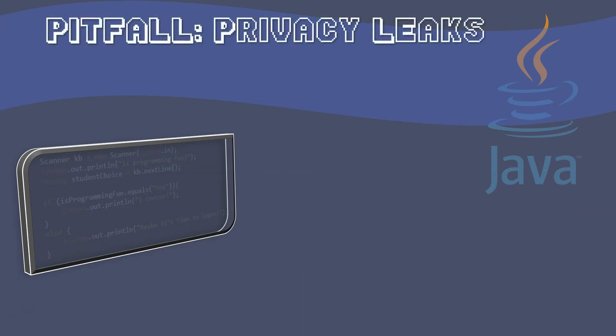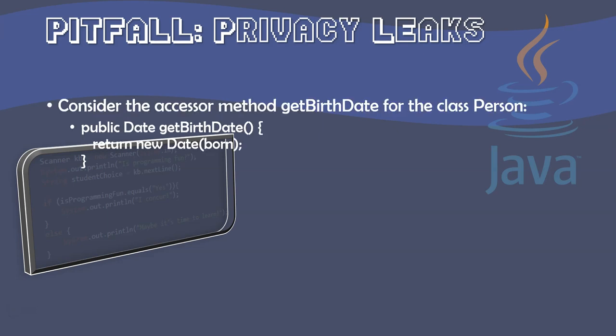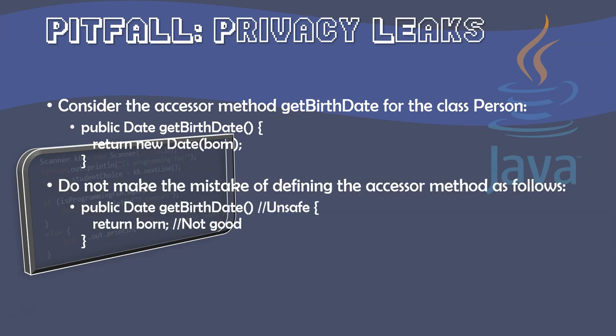Now, there is something to be aware of if you're using copy constructors, which is that of privacy leaks. So if we look at this accessor method, getBirthDate for the class Person, public Date getBirthDate, return new Date(born). We have to be careful here because we don't want to make the mistake of defining the accessor method as follows: public Date getBirthDate, return born. This is not good. This is because we have what's known as a leaking accessor method here. Even though these two methods look very similar, notice one returns a new date object, the other one does not.